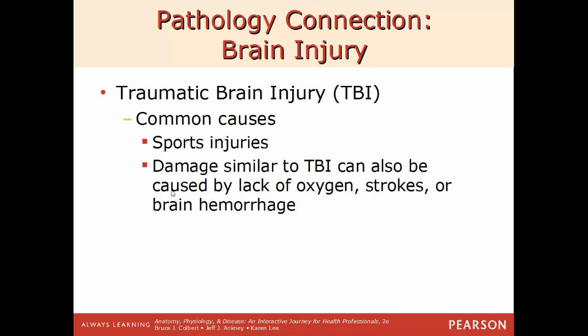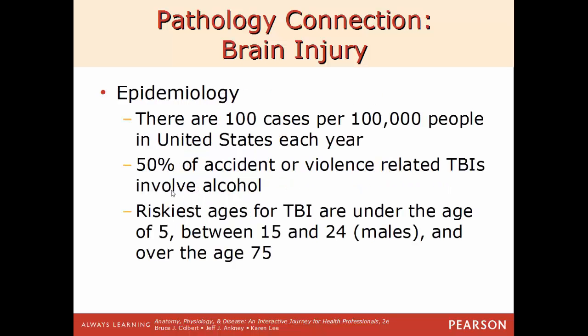Damage that's similar to TBI can also be caused by a lack of oxygen, or by a stroke, or by a brain hemorrhage. Now there are roughly 100 cases per 100,000 people in the United States each year. Now 50% of accident or violence-related TBIs involve alcohol. The riskiest ages for TBI are those under the age of 5, those between ages 15 and 24, especially for males, and over the age of 75.